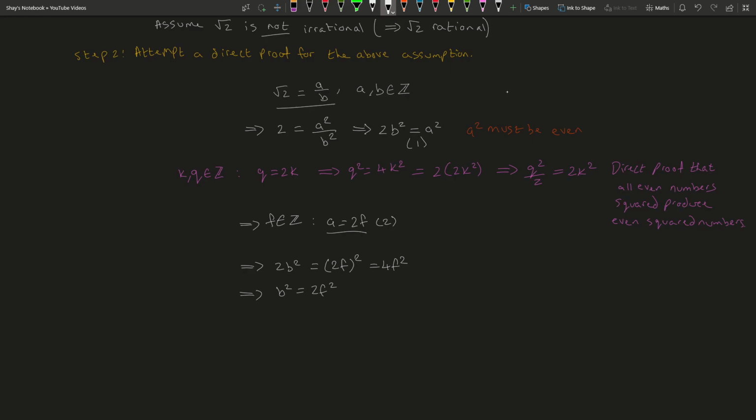Ah! What do we see here? Similarly to what we said here in this top section, we concluded that a squared must be even because we have this 2 times b squared. And what do we have here? We have b squared equals 2 times f squared. So then we say, let me write it more explicitly, b squared must be even. Can you see the problem?